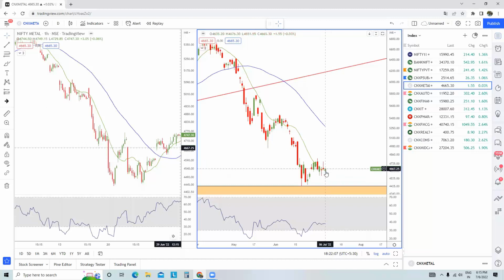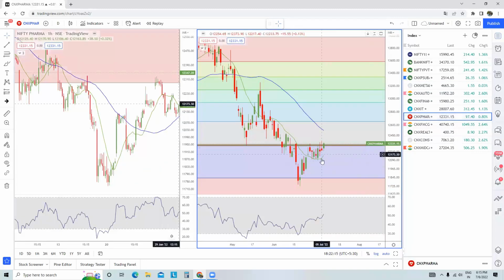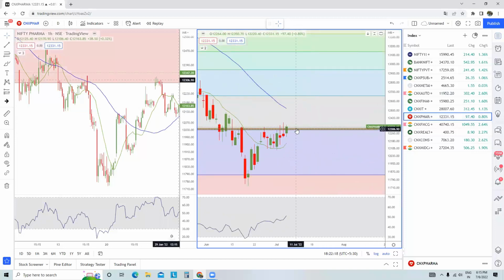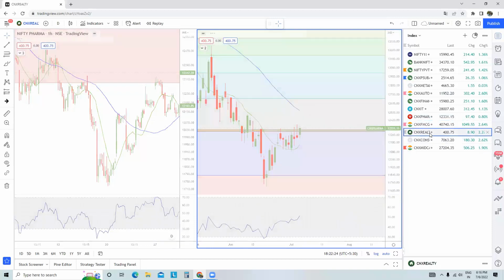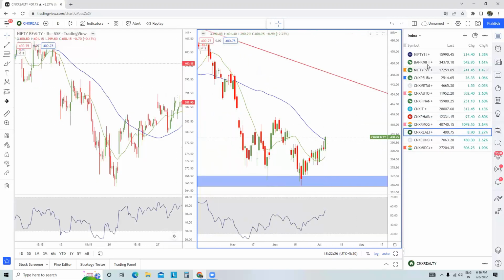Even this weak sector has been able to pull back today. So overall, you can see that the market is trying to go higher slowly and steadily. Even pharma is not a very strong pack. This is the resistance zone, you can see, and pharma today has been able to close above it. So we can see prices are ready to pull back. Even realty has gone up.